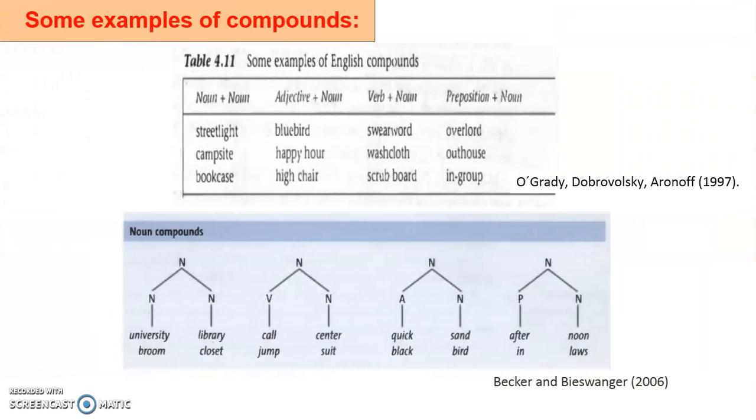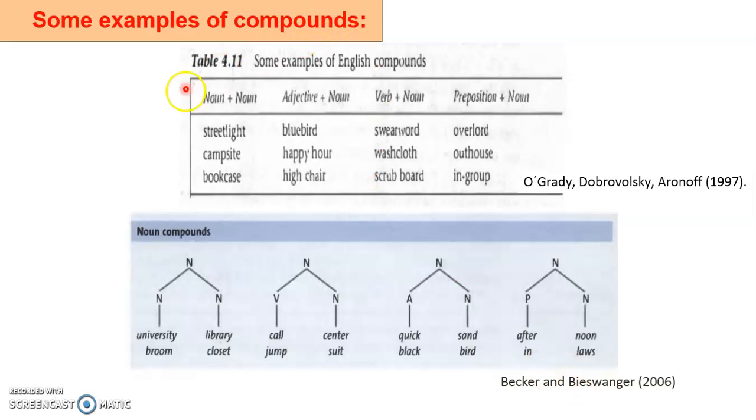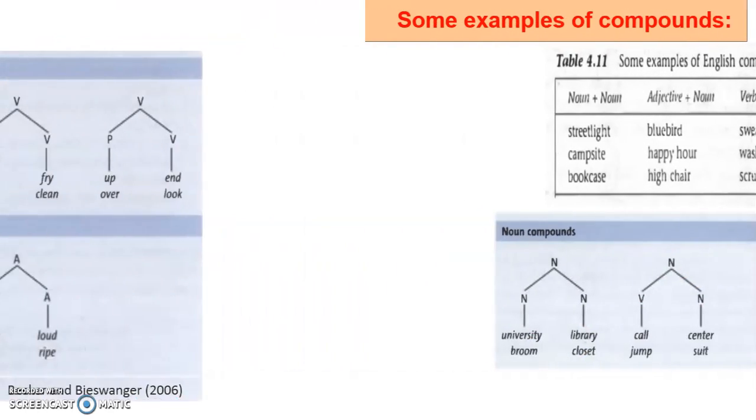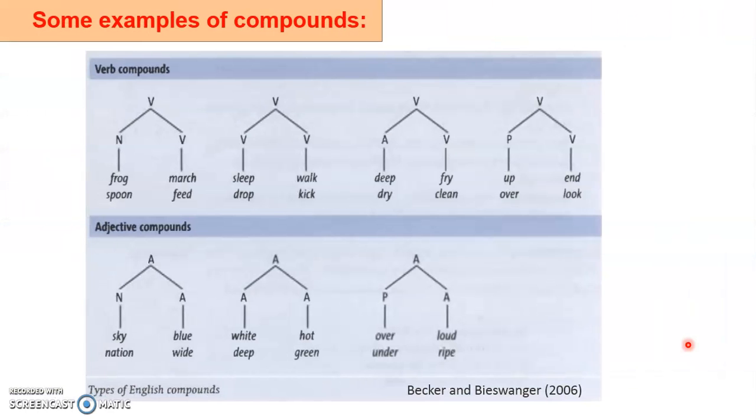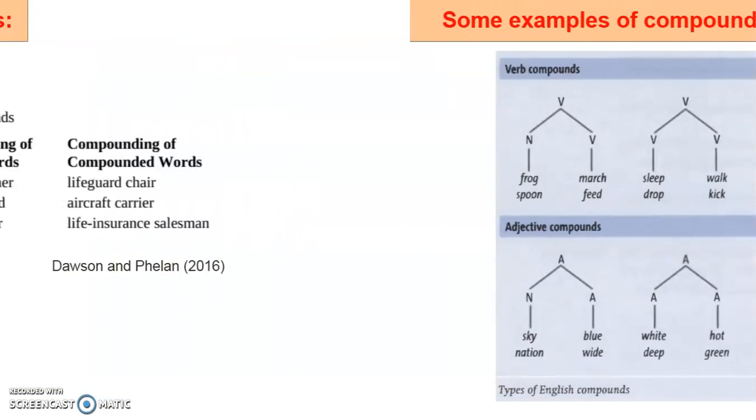Okay. Well, here you have some examples of English compounds. So you have noun plus nouns like street light, a campsite, a bookcase, adjective plus noun, bluebird, happy hour, high chair. Verb plus noun, a swear word, a washcloth, a scrapboard, and preposition plus noun, an overlord, outhouse, in-group, okay? And in Baker and Bieswanger, you have more examples, okay, of noun plus noun, verb plus noun, adjective plus noun, and preposition plus noun. Afternoon. Okay, so it's very interesting to have different examples of how you make compounds.